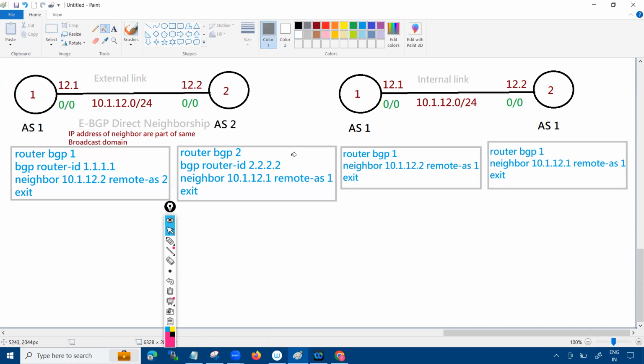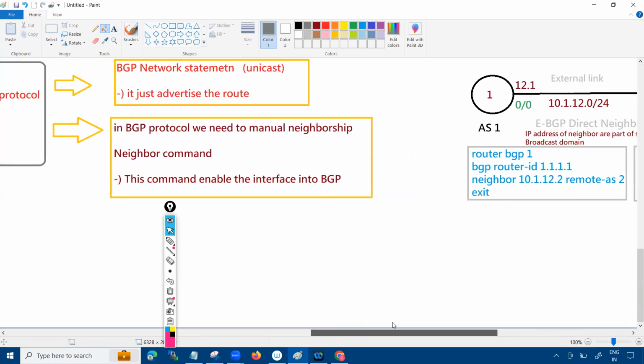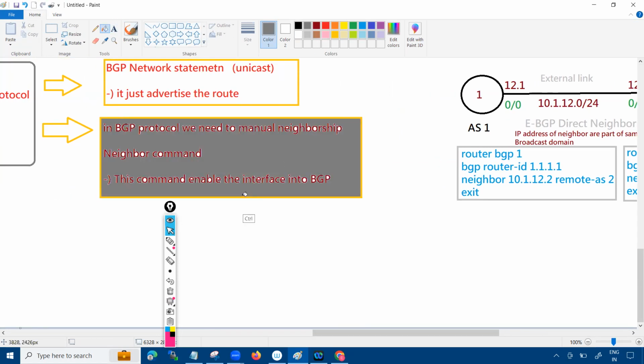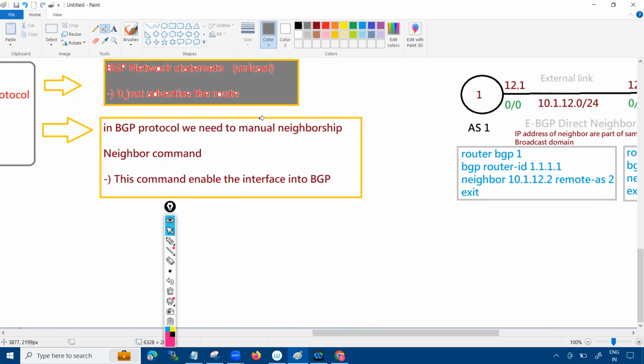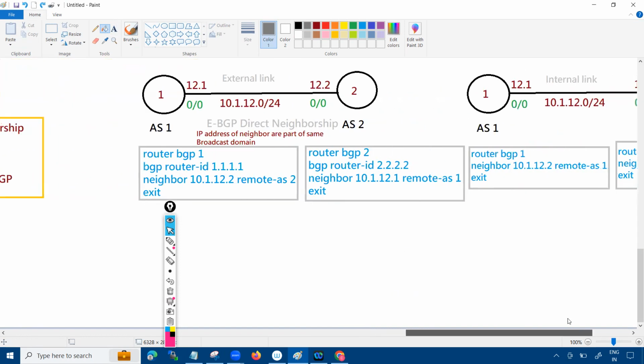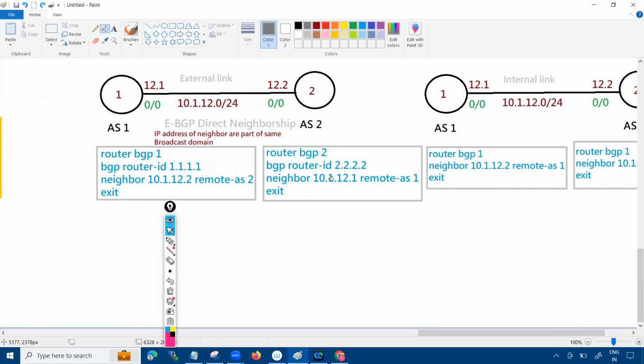So neighbor statement, again, I'm repeating, it's going to enable the interface. Network statement is just going to advertise the route. As I mentioned, it's a unicast routing protocol. We don't have a class D. So you see, all day we have unicast over the IP, class A, class B, class C.